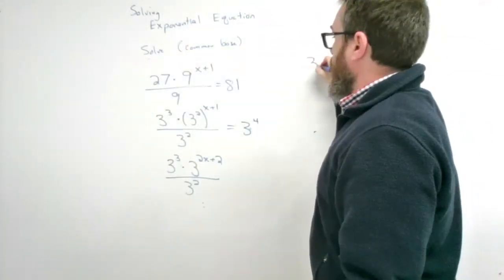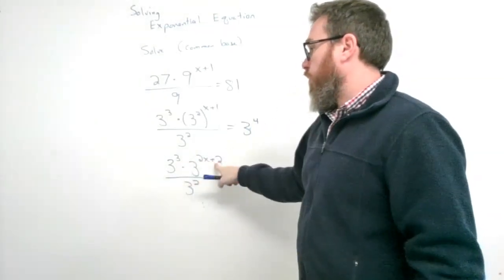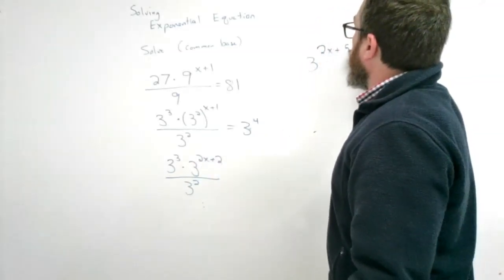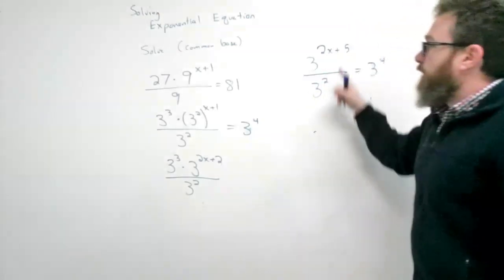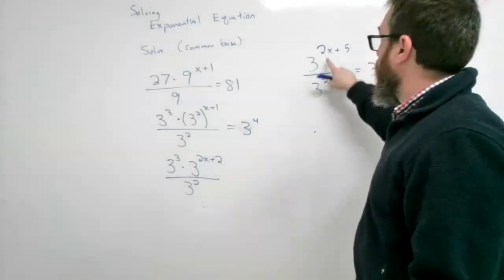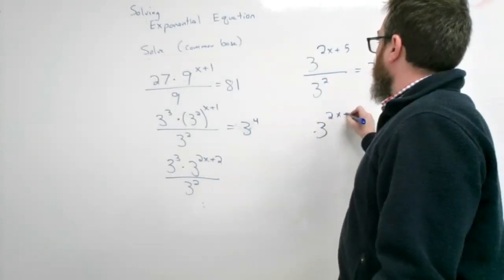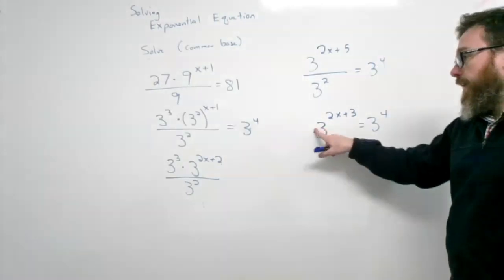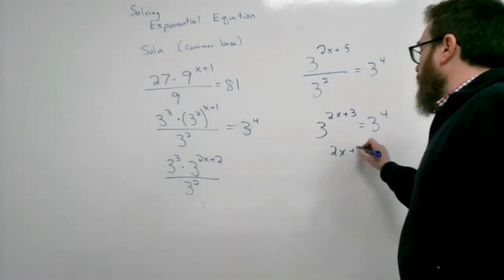So this is going to be 3 to the 3 plus 2x plus 2. The 3 and the 2 are like terms. So this is going to be 2x plus 5, all over 3 squared, is equal to 3 to the 4th. And finally, dividing things with the same base means I'm going to subtract the exponents, and 5 and 2 are like terms. So 2x plus 5 minus 2 is going to be 3 raised to the 2x plus 3 is equal to 3 to the 4th. So now that I have everything as an exponential base 3, I can set their exponents equal, and then I can solve.